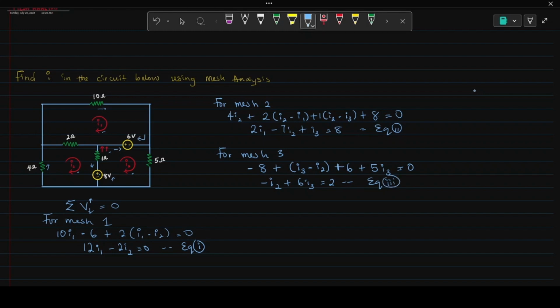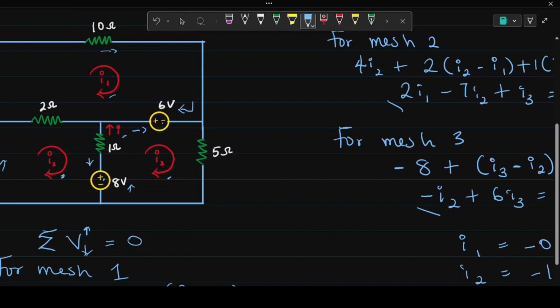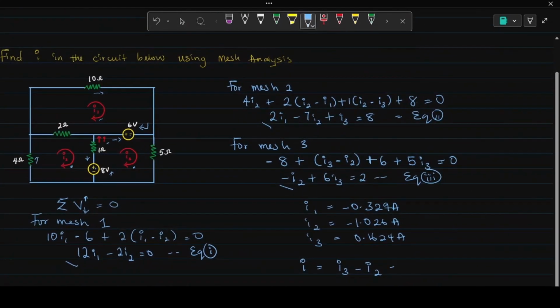Now, if you solve these three simultaneous equations, 1, 2, 3, you're going to find that I1 is equal to minus 0.329 amps, I2 is equal to minus 1.026 amps, and I3 is equal to 0.1624 amps. Now, I is actually equal to I3 minus I2. You can see it is in between I2 and I3. So our answer is going to be I3 minus I2, which gives 1.1884 amps. This is our final answer.